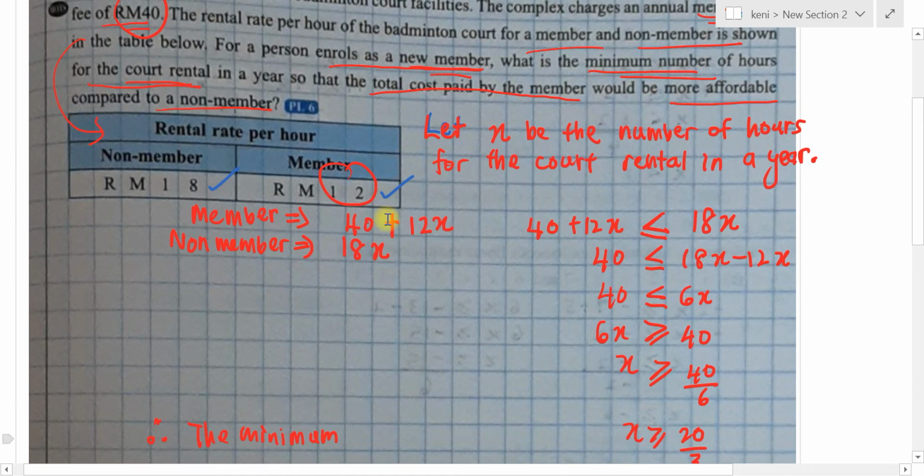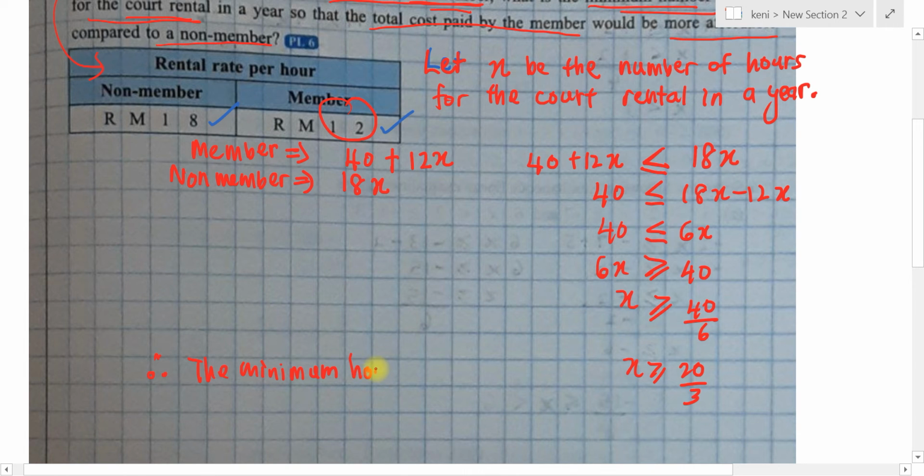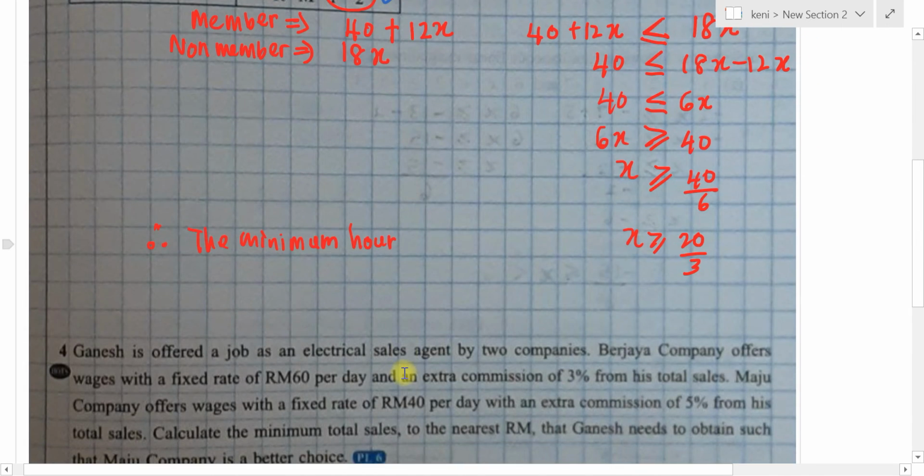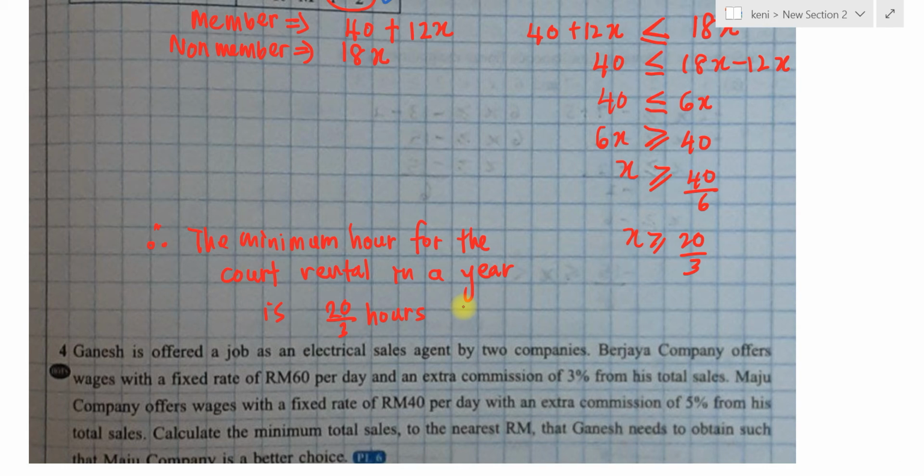So we can make a conclusion here. What is the question? The minimum number of hours for the court rental in a year. The minimum hour for the court rental in a year is 20 over 3 hours. 20 over 3 hours means approximately 6.67 hours. I just put it like this, or you can make it in hours and minutes also.